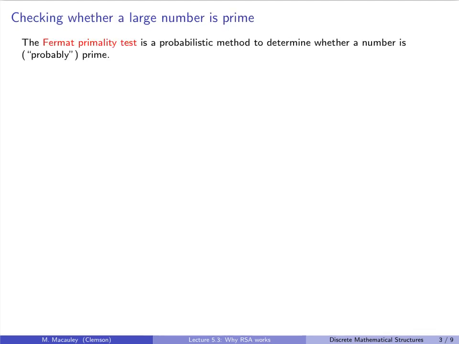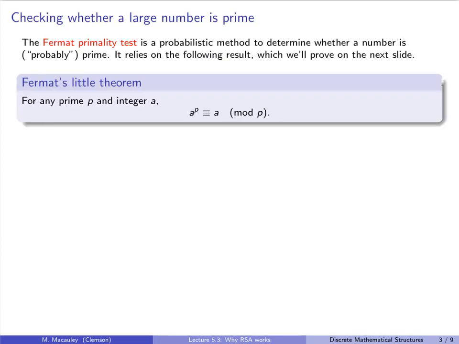To check whether a large number is prime, we use something called the Fermat Primality Test. And this is a probabilistic method. It doesn't actually check whether a number is prime, but it checks whether a number is probably prime. And I'll explain that shortly. It relies on the following result, which we'll prove on the next slide. For now, I just want to state it here and then say a few words about it, especially how it relates to the Fermat Primality Test.